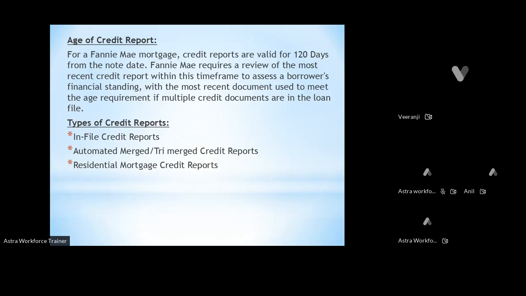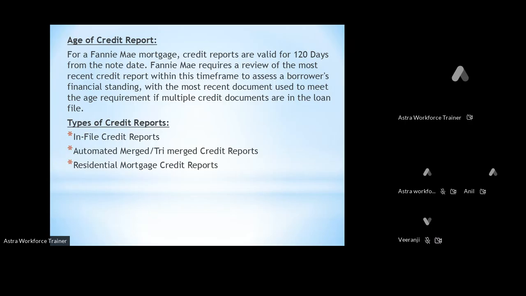So, age of credit report. This is the validity of the credit report. It's 120 days. So, 120 days from which date? It's the loan agreement date. That means if your loan is signed or disbursed on October 17th, 2025, your credit report should be within 120 days before your note date. It should not be after your note date.